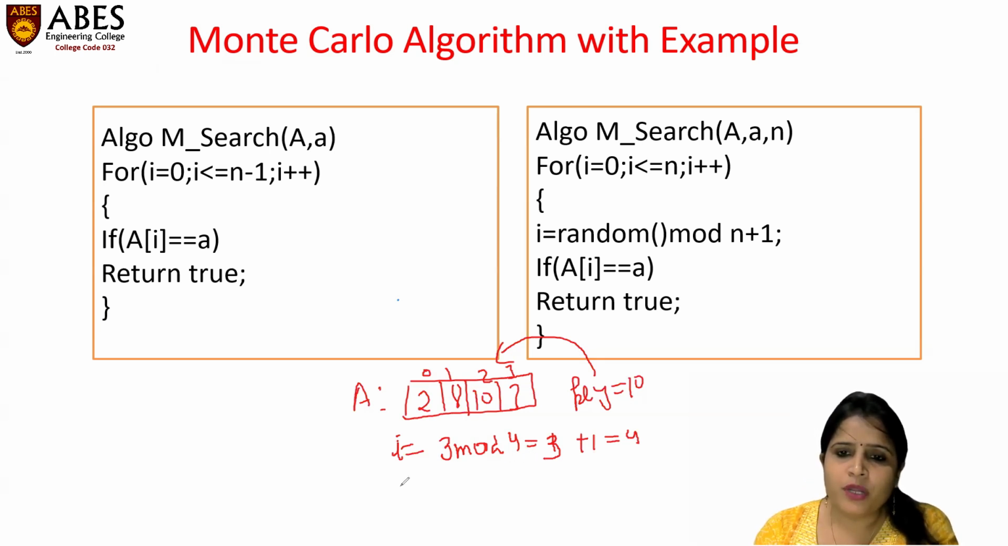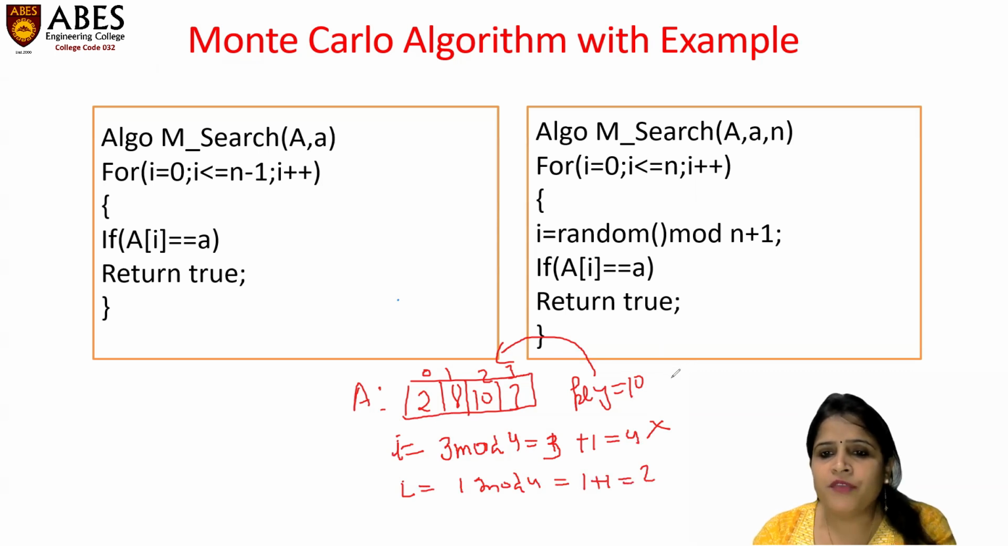It will produce 4. Again, it will generate another number, for example 1, which is not present in the list. Then again it will produce a random number. It may be 1. So 1 mod 4: divide 1 by 4 and the output is 1. 1 plus 1 is 2. So I is 2.